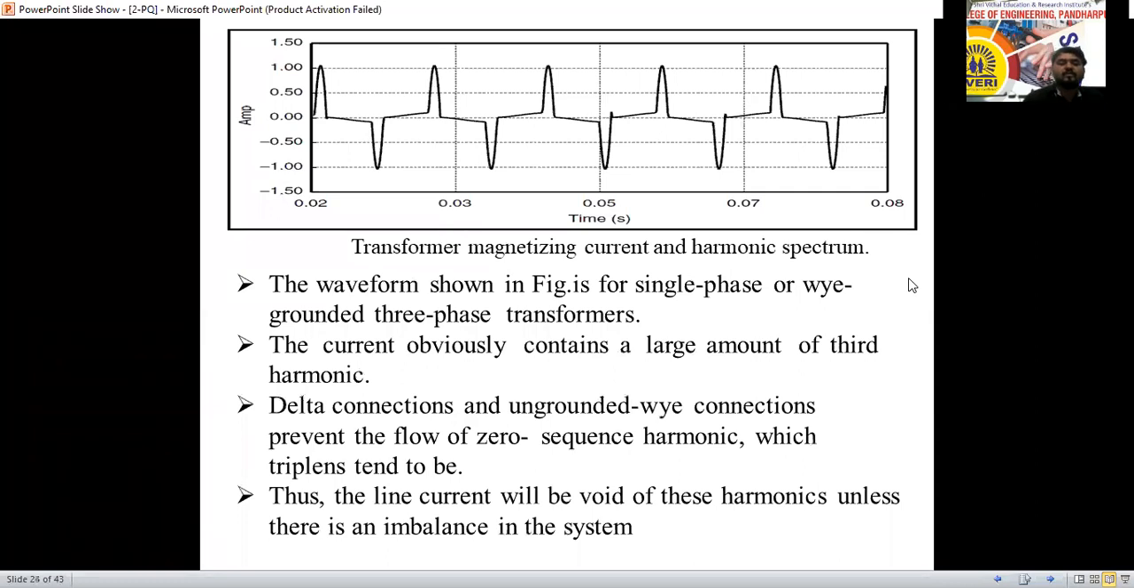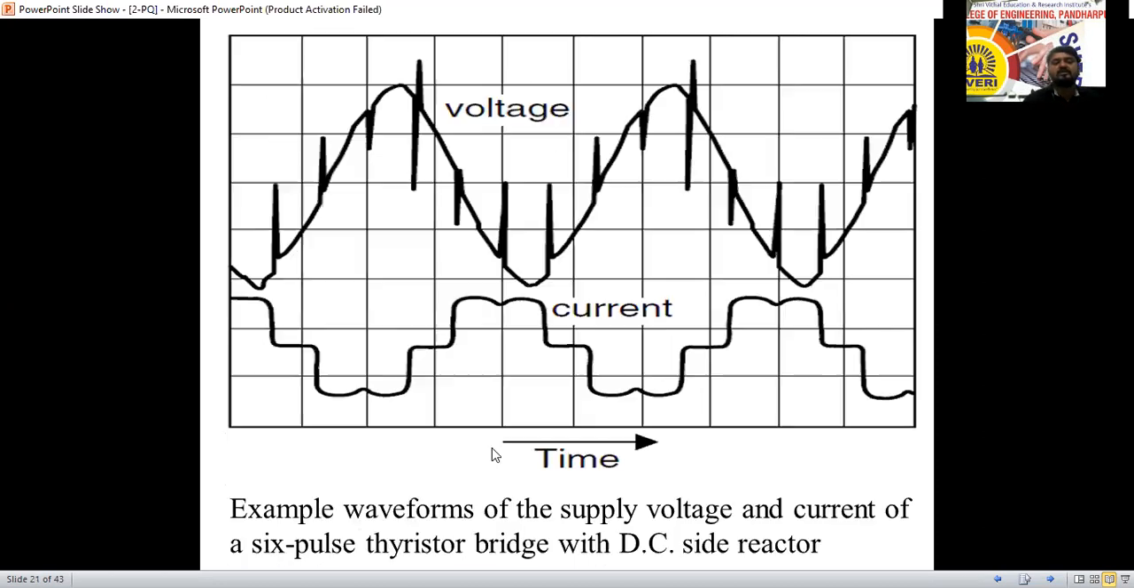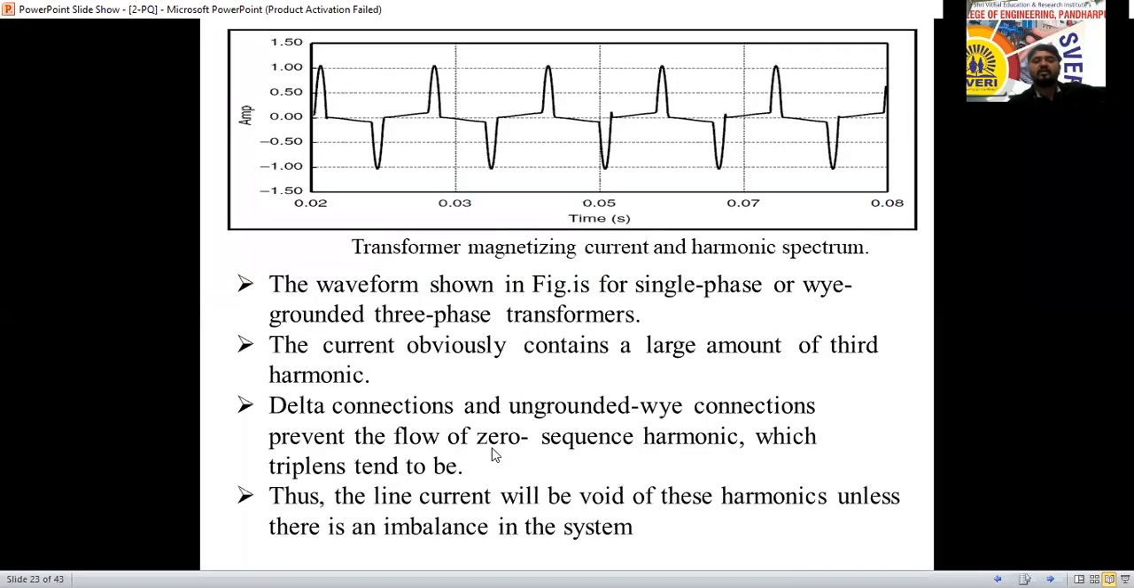So instead of this star connection or grounded star connection, we can use a delta connection, or we can use an ungrounded star connection system, to reduce those harmonics. So these are the sources: arcing devices, three phase power converters, and third, saturable devices. These are the sources of the harmonics, and these devices are used in industrial applications. For that reason, we call these industrial loads.